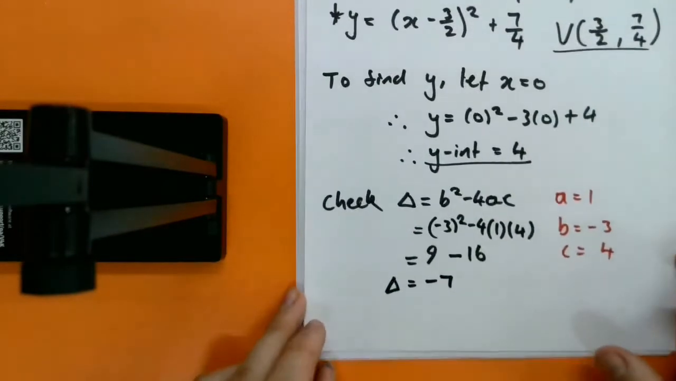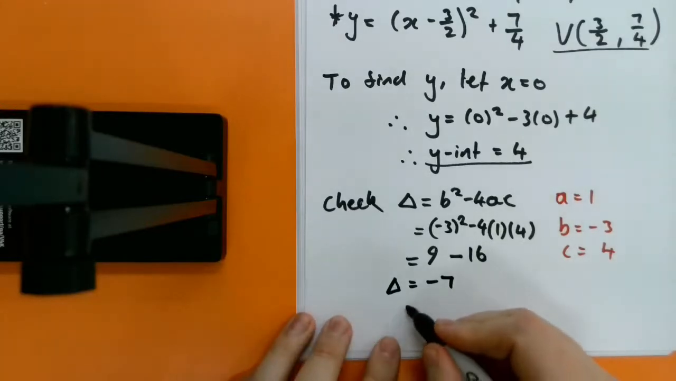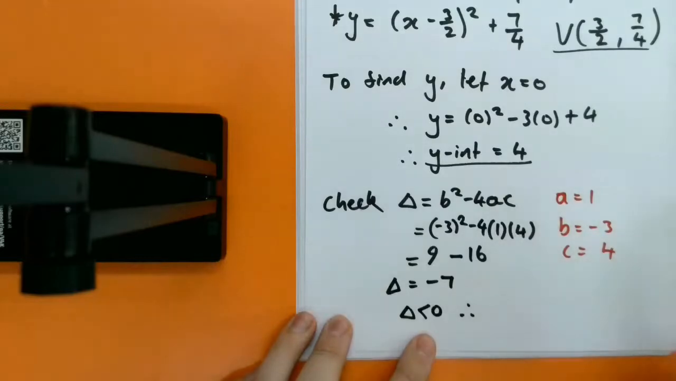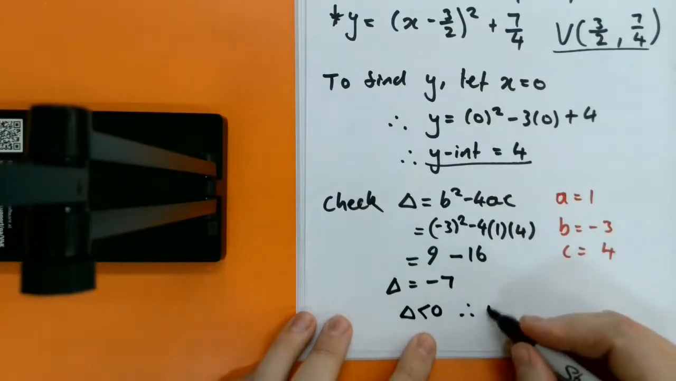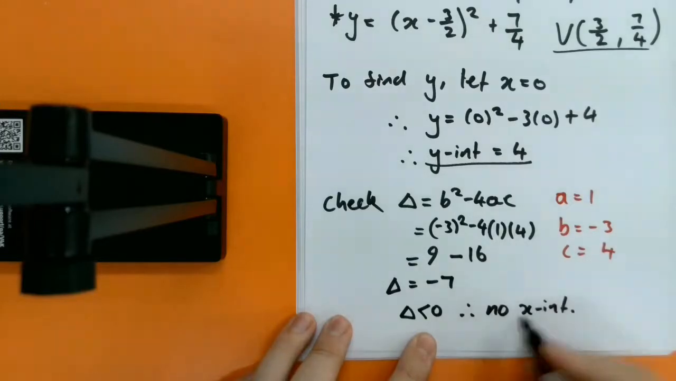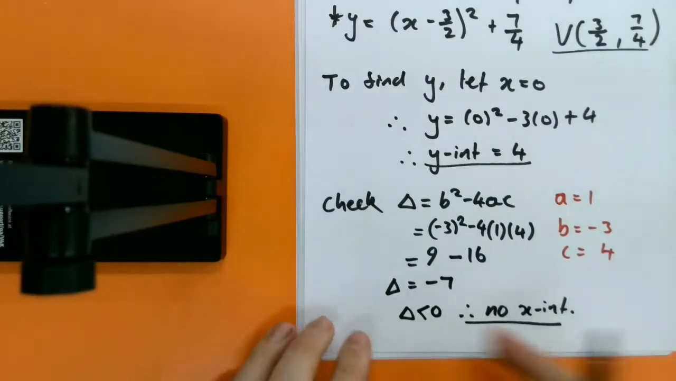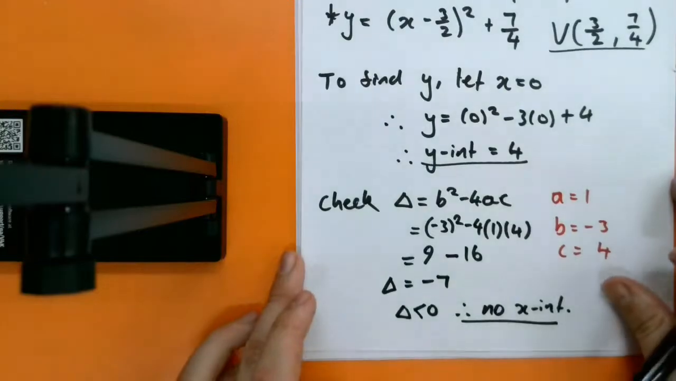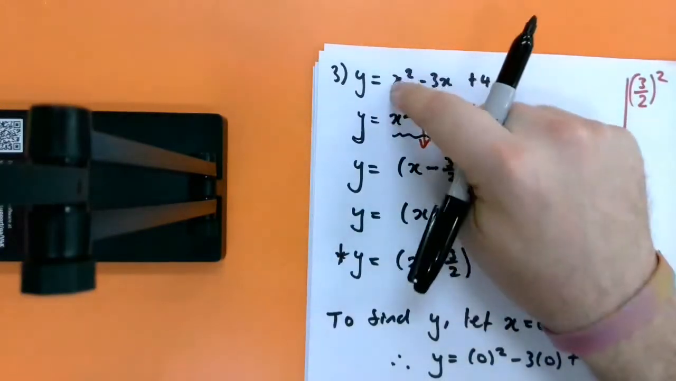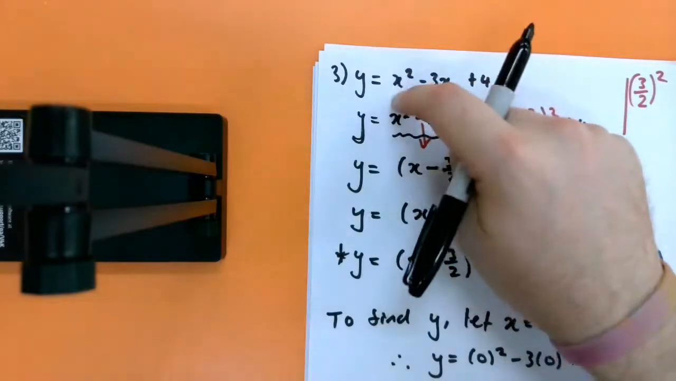Now, remember, if our discriminant is less than 0, we can say that there are no solutions. That means it does not touch the x-axis, so there are no x-intercepts, because our discriminant is less than 0. Negative 7 is less than 0. And finally, we always want to check, is it a happy or sad parabola? It's a positive out the front of the x squared, therefore we have a happy parabola.